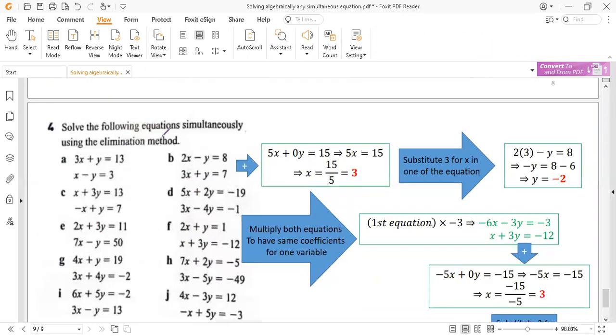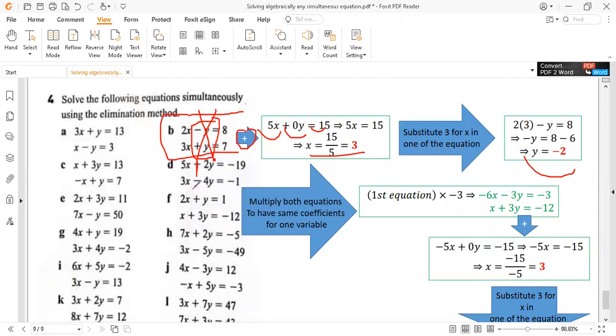Finally, we have simultaneous equations and we want to solve them using the elimination method. In this one, we can see clearly that we have the same coefficients with the same values but opposite signs. So we simply add them to get rid of one of the variables: 2x plus 3x is equal to 5x, minus y plus y equals 0y, and 8 plus 7 equals 15, and we complete our way to find the value of the second variable.